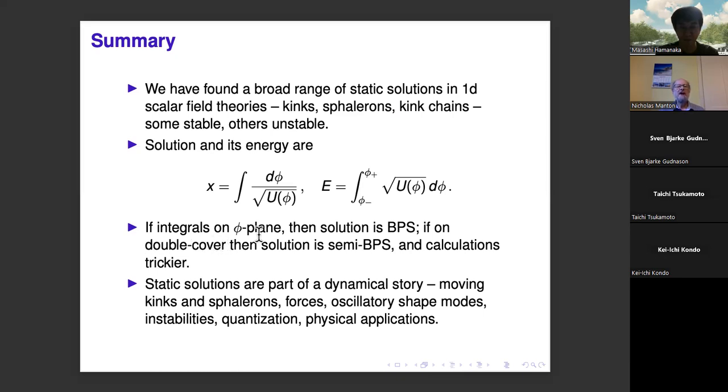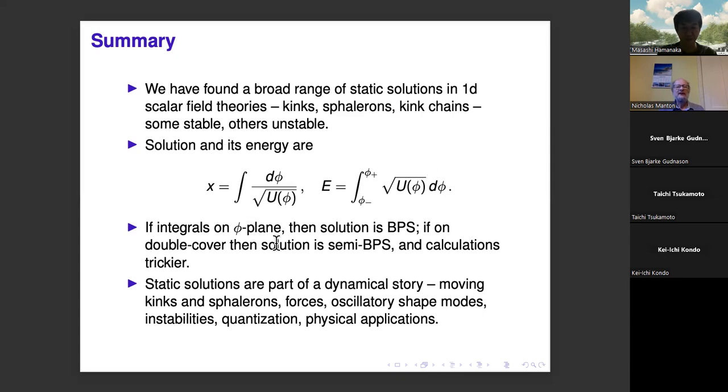If the integrals are on the φ plane, in other words, if this square root explicitly exists without any square roots remaining, then you call the solution BPS, or we have recently. If, on the other hand, you have to go to the double cover for this to make sense, then we now call the solution semi-BPS. The reason is that the energy is not necessarily minimal anymore. You can have Sphalerons and kink chains, which are not stable, and still solutions of this first order equation. And the calculations are altogether trickier because of these simple zeros and the branch points and possibly elliptic functions or worse.